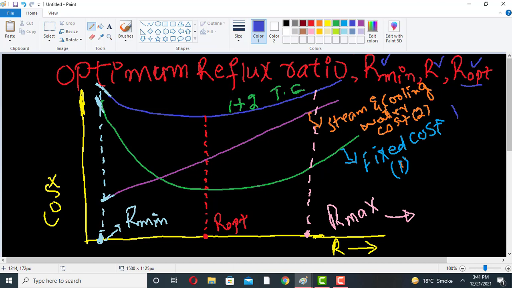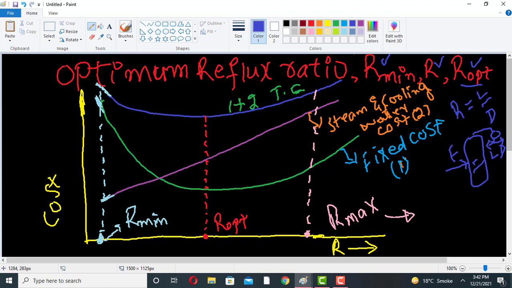First of all, the reflux ratio in a distillation column is nothing but L by D. This is the distillation column, suppose this is the condenser, this is the L and this is the D. So the L by D ratio is the reflux ratio.